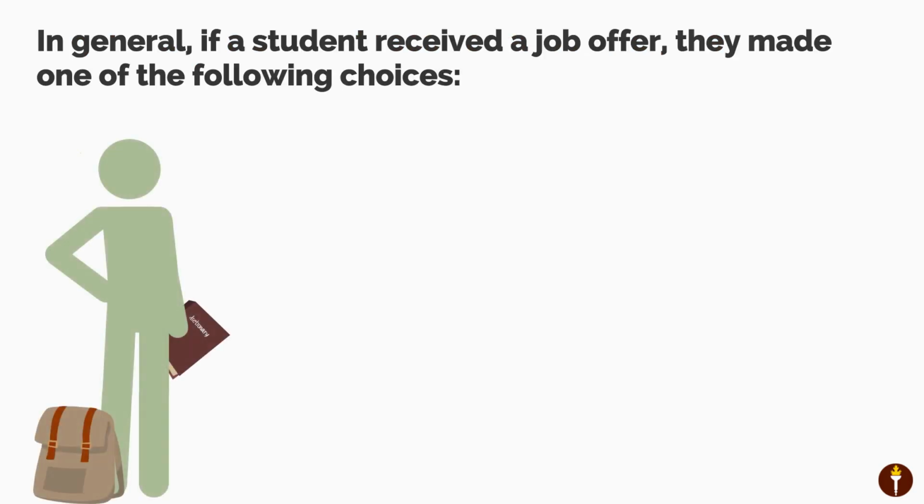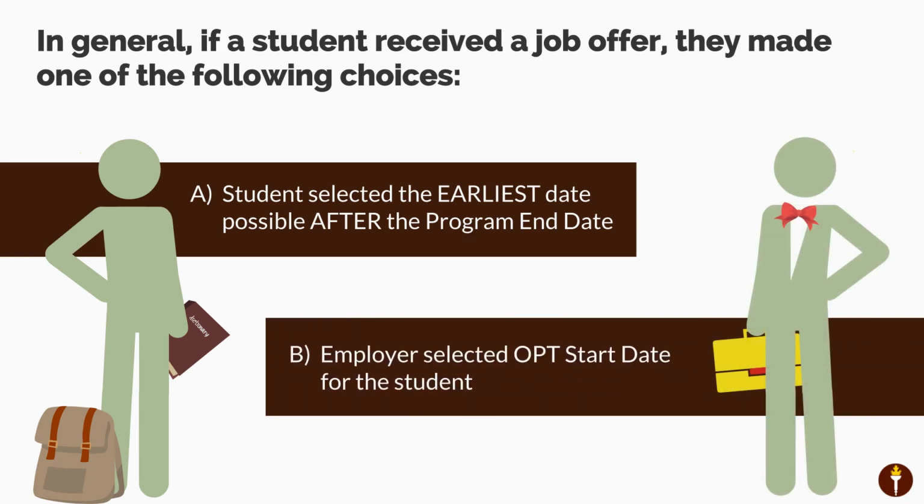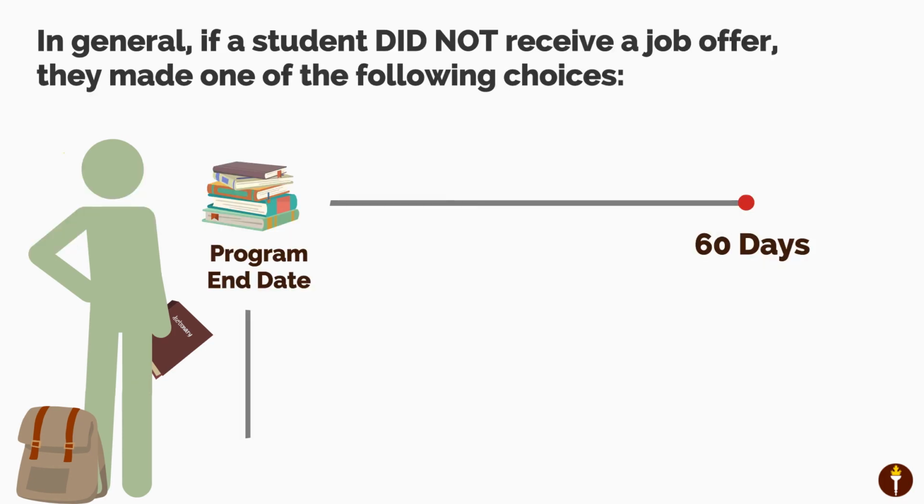Generally, if a student received a job offer, they made one of the following choices. They selected the earliest date possible after the program end date, or the employer selected the OPT start date for the student. Generally, if a student did not receive a job offer, they made one of the following choices.